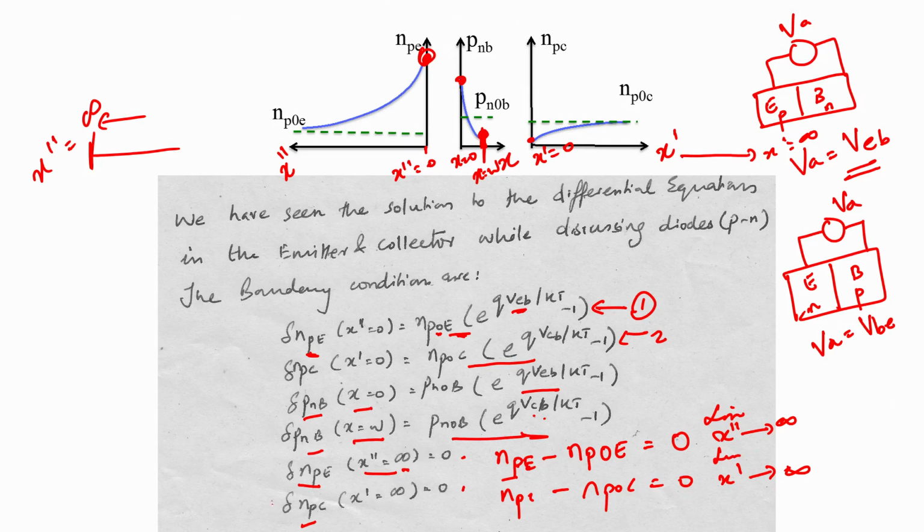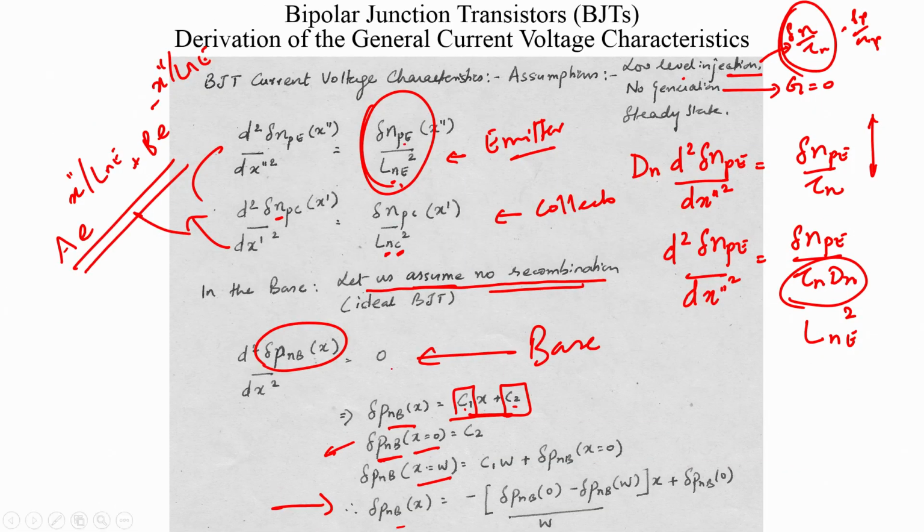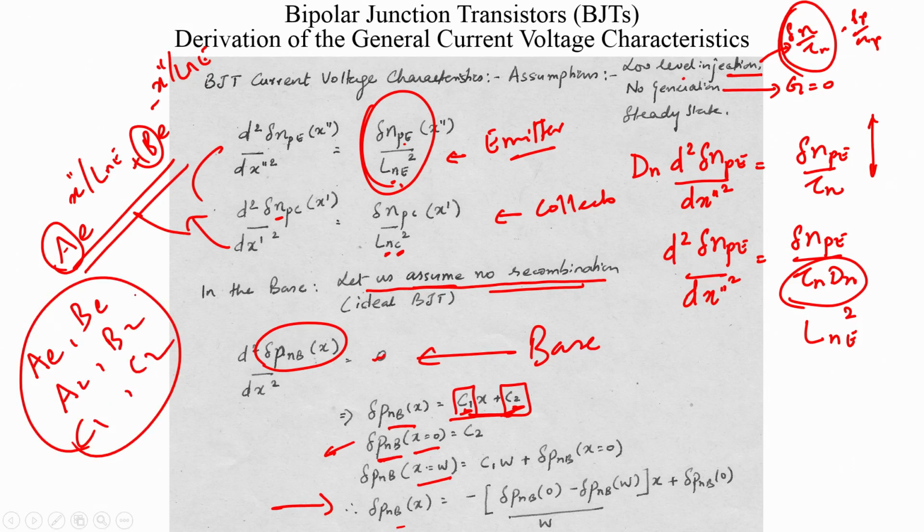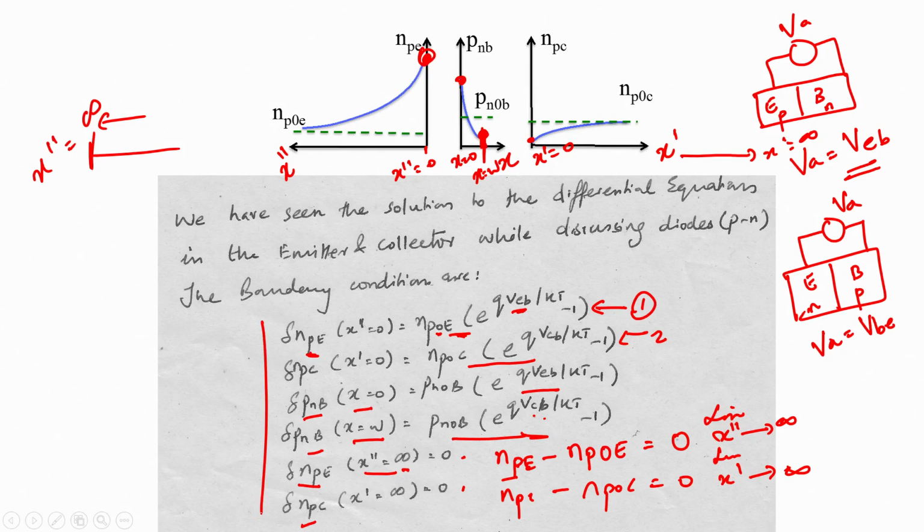So, you have 3 equations, and therefore, you have 6 unknowns. Okay, you will have A, B, let us call it A of the emitter, B for the emitter, then A for the collector, B for the collector, and you have your C1 and C2 as I have shown you here. You have 6 unknowns, and therefore, you have 6 boundary conditions with which you can identify every unknown, and therefore, you have the exact solution for the nature of the minority carrier variation with distance.